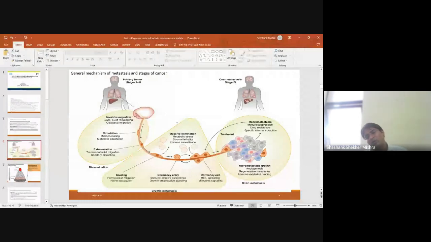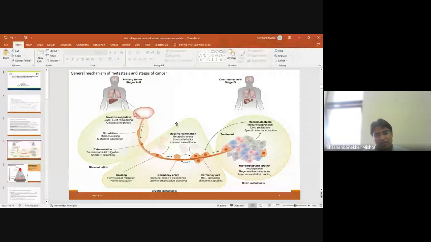So we can save the patient only if the patient is in the primary tumor stage. And if the primary tumors are just in the solid form, they can easily transform to gain a metastatic form.